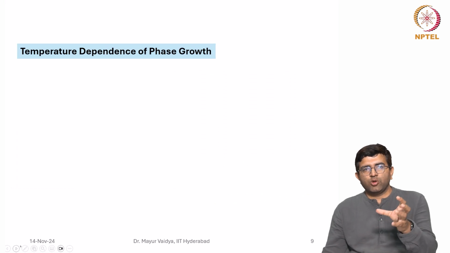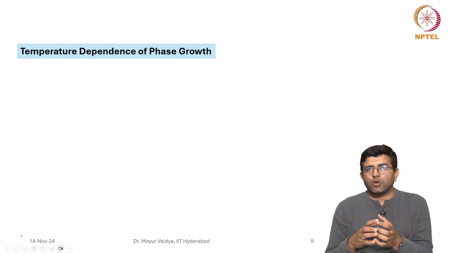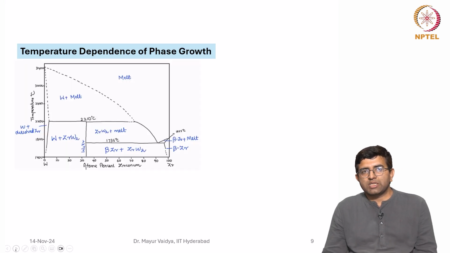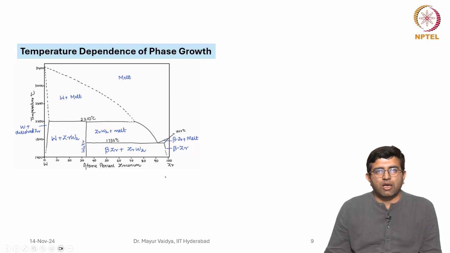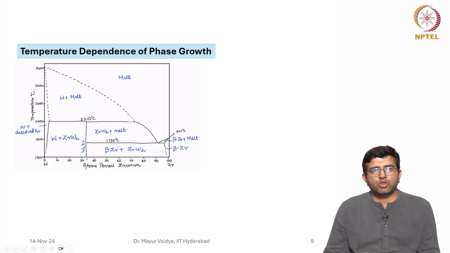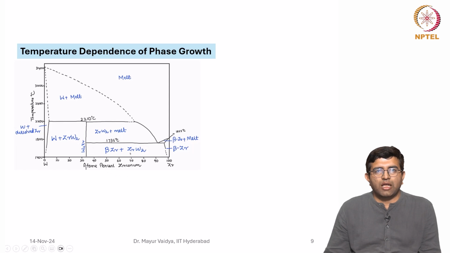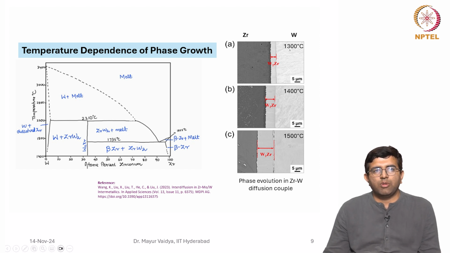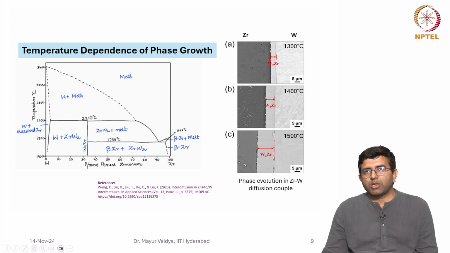Now let me show you in the subsequent slide some of the factors on which the phase growth depends. The one very easy to understand is the temperature. Temperature controls the type of phases that can grow. For example, if you see a tungsten zirconium phase diagram, this is a schematic shown here, and you have this intermetallic phase, you have two phase regions, and so on. So if we see the micrographs of the diffusion couple which was made between tungsten and zirconium and annealed at different temperatures, you see at 1300 degrees centigrade you have the W2Zr.